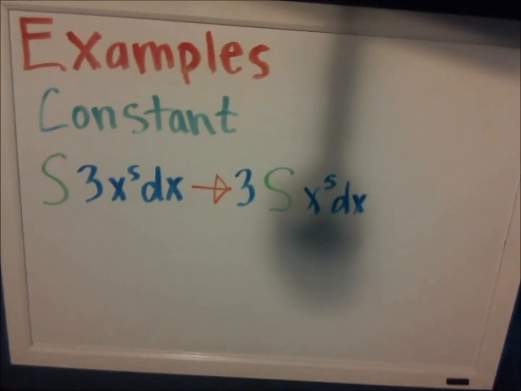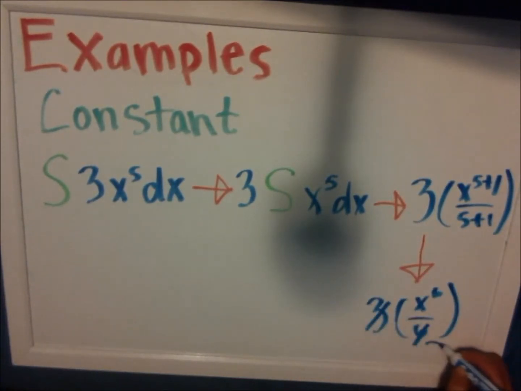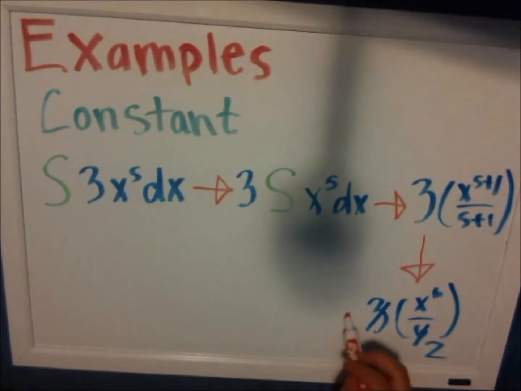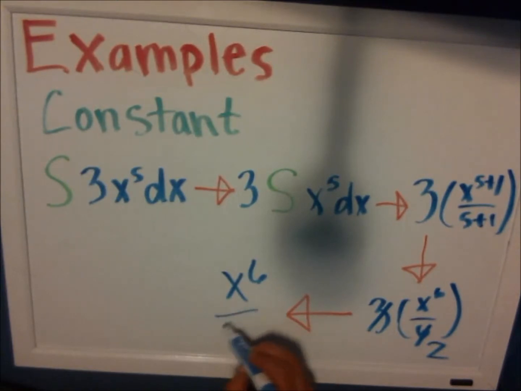And then from there, you just take the antiderivative of x to the fifth, so x to the sixth over 6, and then at the very end, you multiply in that 3. Just so that way it's not so confusing for you. So wait till the end to put that constant back in there.